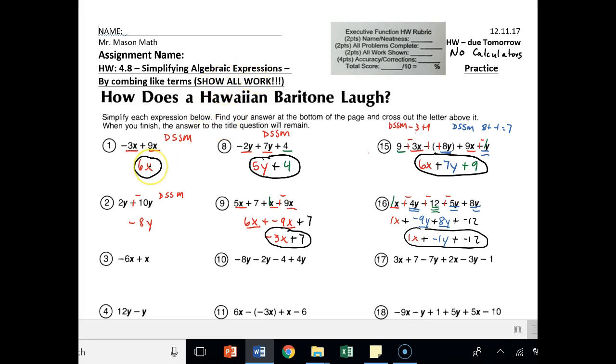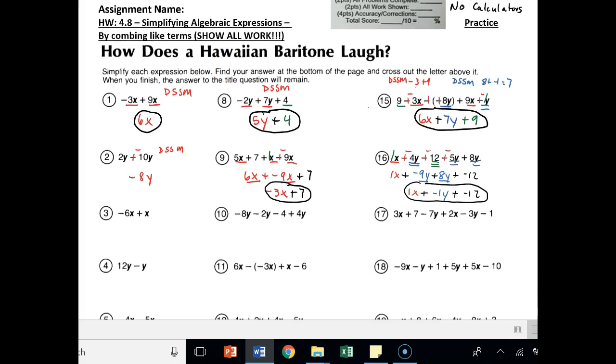We have to show our work, kind of like I've done in these first problems. There's no calculators. This is a practice, and it's due tomorrow. So what you'll be doing is simplifying each expression below. Find your answer at the bottom of the page. Cross out the letter above it. When you finish, the answer to the title question will remain. So how does a Hawaiian baritone laugh?